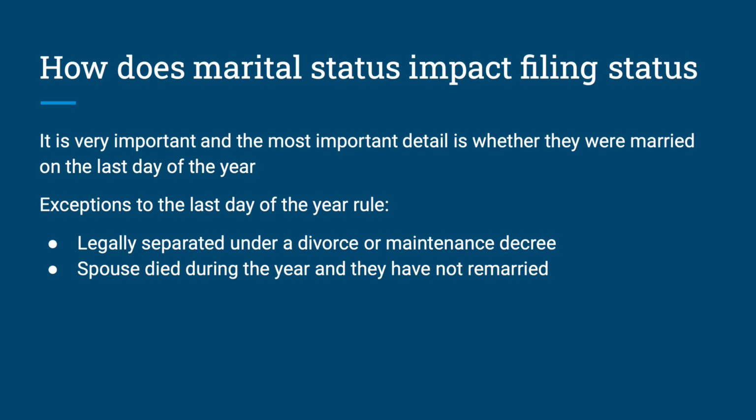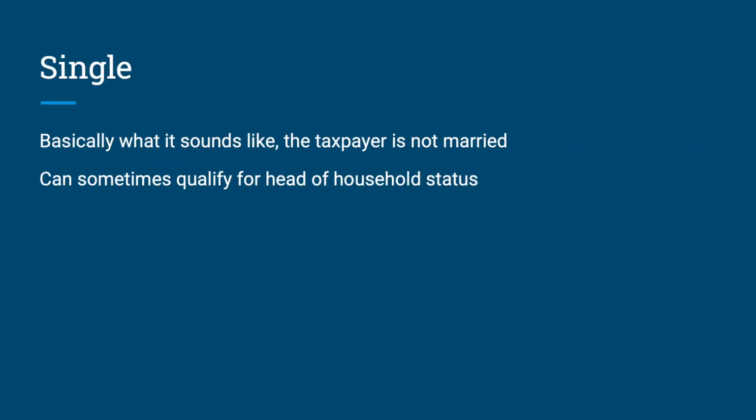So looking at those 2 exceptions, if they're separated under a divorce decree or maintenance decree, but they're not officially divorced, they would be considered unmarried at the end of the year. And then for the second exception, if the spouse died during the year and they have not remarried, they would be considered married for that year. So again, going back to what I was talking about with the chart when we looked at whether or not someone has to file or not, there's going to be a lot of charts that you see in Publication 4012, and they're very helpful, but it's also very important to pay attention to the exceptions that are often printed underneath them, such as this one.